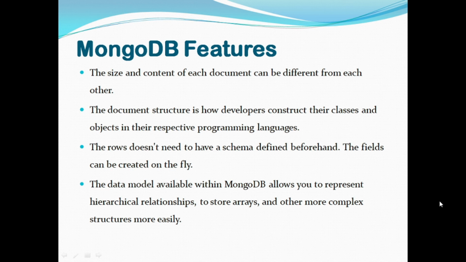This is the main advantage in MongoDB, that the size and content is not fixed for each and every document. Now, the document structure is how developers construct their classes and objects in their respective programming languages. Nowadays developers write code in object-oriented programming languages, in the form of classes and objects under those classes. In the same format in MongoDB also, the insertion of data takes place in the same structure.